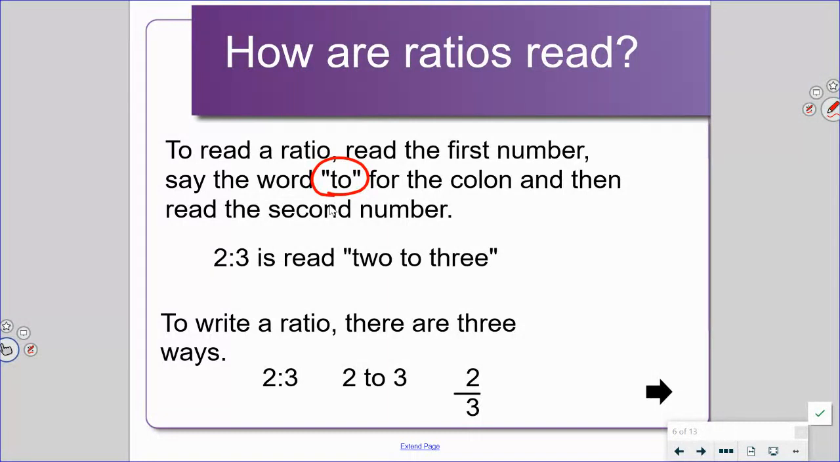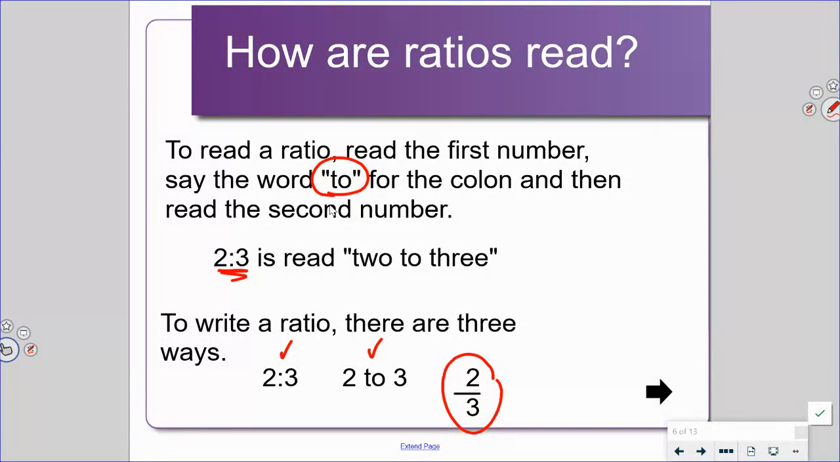Now I'm going to talk real quick about how to read using basically the word to. To read a ratio, read the first number, say the word to, whether that's in place of a colon or a fraction bar or however, and then you read the second number. For instance, this relationship is read 2 to 3. To write a ratio, you have 3 choices. You may use the colon form 2:3. You may use the word form 2 to 3, and many of us will often use the fraction form 2/3. But notice, we are now talking a relationship, not just a portion. So for instance, 2 green candies to 3 yellow candies. We're not talking 2/3 of the candy.